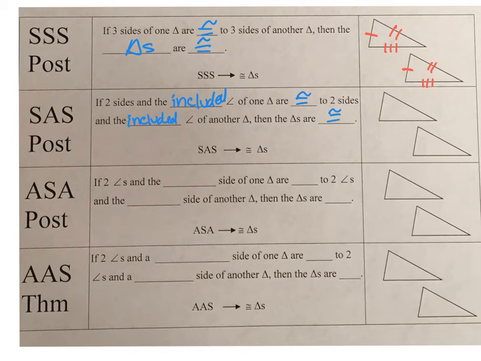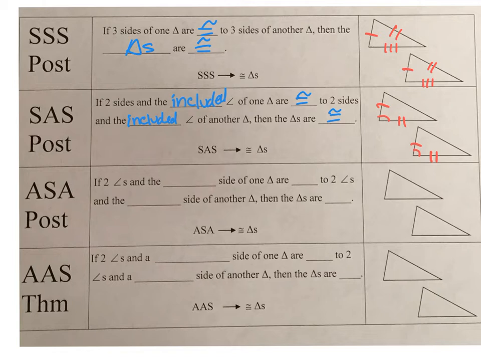So now let's mark what we mean by two sides and an included angle. On these two triangles, let's mark one pair of sides congruent and then a second pair of sides congruent. And then the included angle would be this angle, okay? It's the angle that is formed by our two sides. So let's mark those included angles congruent to each other.